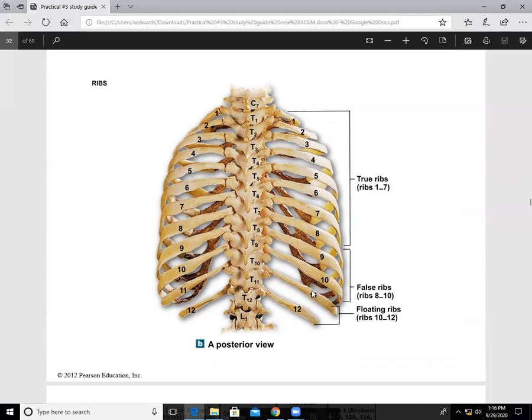Ribs 11 and 12 typically are referred to as floating ribs, and they're called floating because they don't attach at all. They don't have costal cartilage connecting them to the sternum. So they're essentially floating. We definitely need to know which ones are true, which ones are false, and which ones are floating.